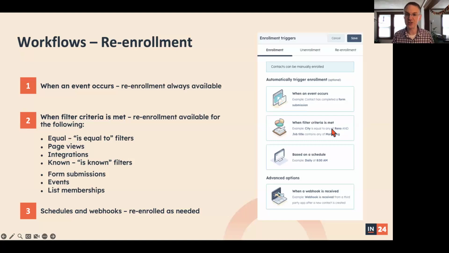When filter criteria is met makes a lot of sense. If you want to automate things for people who are in a particular location or have a particular job title, you're going to use filter criteria. And when you do that, re-enrollment is available in these situations. When you use an is equal to filter, when you're talking about page views or integrations, when you use an is known filter, and when you're talking about form submissions, events, or list memberships.